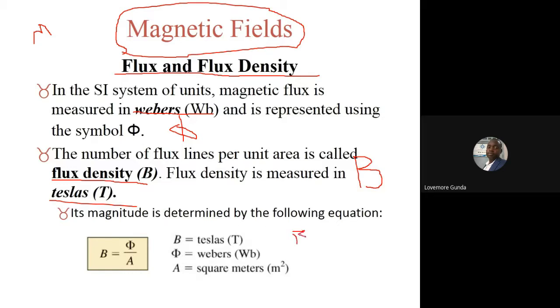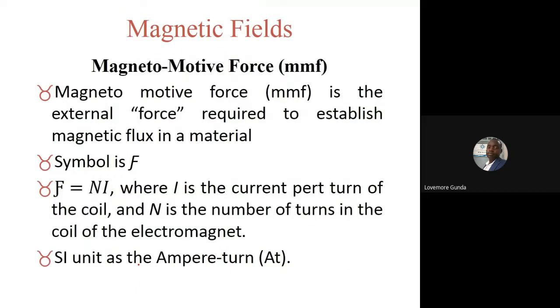Magnetic flux density B is equal to flux per unit area. B is equal to phi over A. That becomes our magnetic flux density. Okay? Phi in Webers, A in square meters, and B in Teslas.